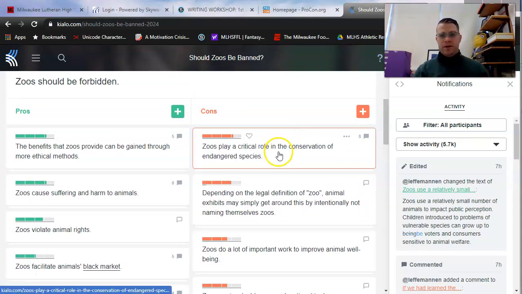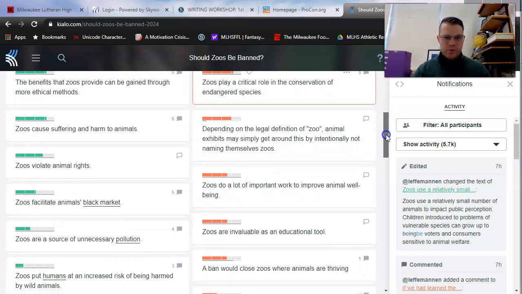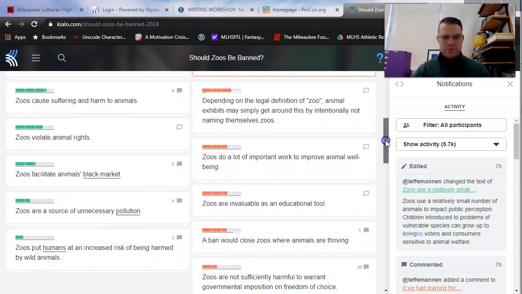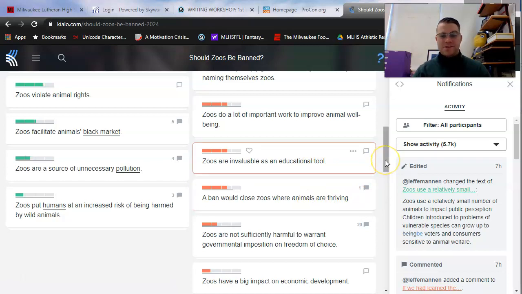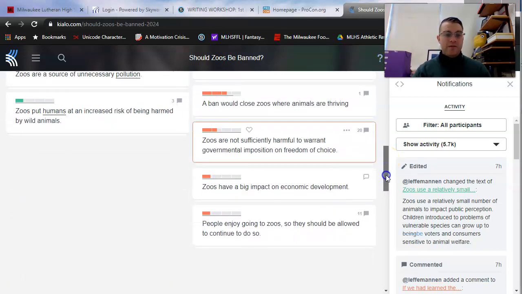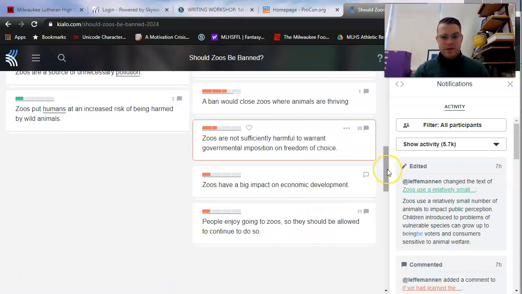Zoos play a critical role in conserving endangered species. What else? Zoos do important work to improve animal well-being and research. They're an educational tool for the public. A ban would close zoos where animals are thriving, like the St. Louis Zoo, where I'm from. They have a big impact on economic development. They usually generate revenue for cities, especially.